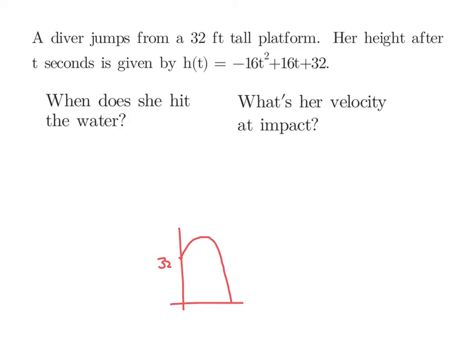And we want to know when she hits the water. So when she's down here, when her height is 0. We don't know what that time is, but we do know that the height is, of course, 0. So in order to figure out when she hits the water, we're going to take that function that we're given, h of t, and find out when it equals 0.